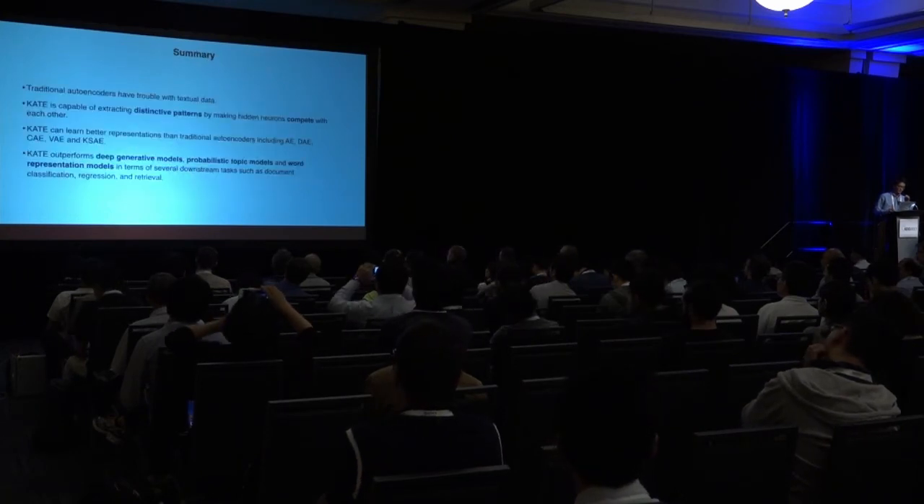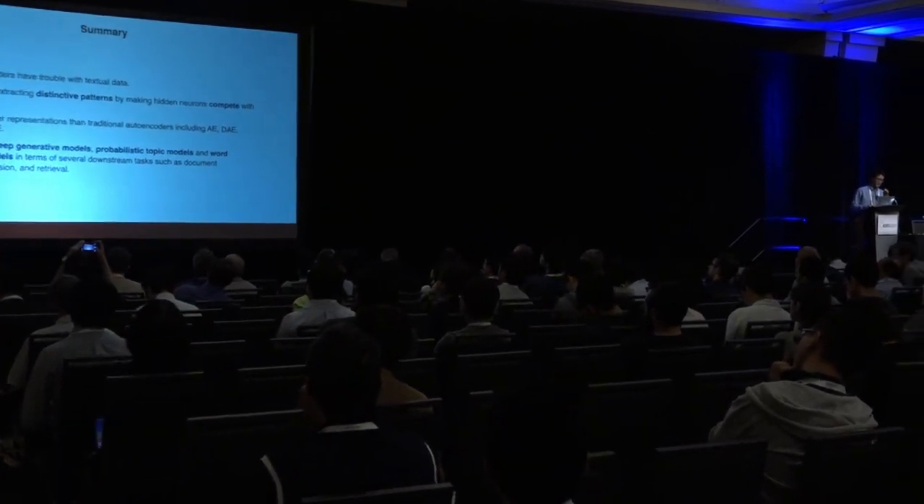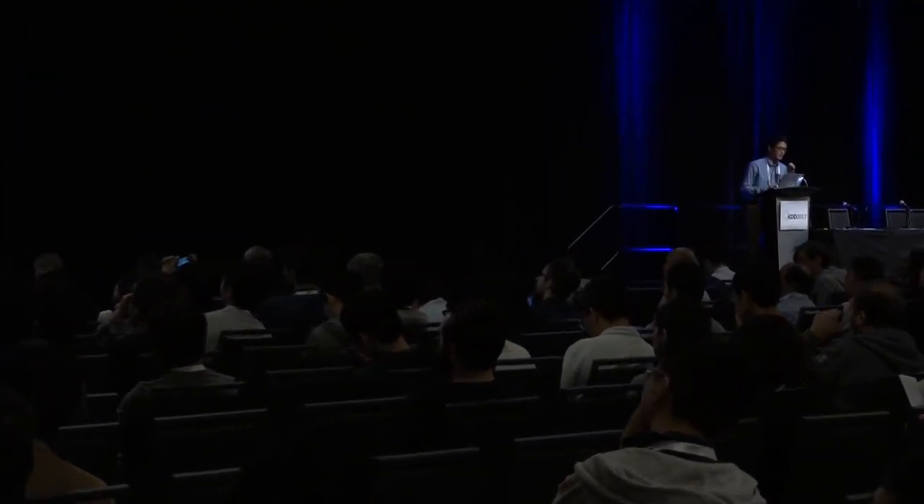And let's try to summarize. Traditional autoencoders have trouble with textual data. KATE is able to extract distinctive patterns by making hidden neurons compete with each other. And KATE can learn better representations than traditional autoencoders, including AE, DAE, CAE, VAE, and KSAE. I mean, they are all different variants of autoencoders. And KATE outperforms deep generative models, probabilistic topic models, and word representation models in terms of several downstream tasks, such as document classification, regression, and retrieval.